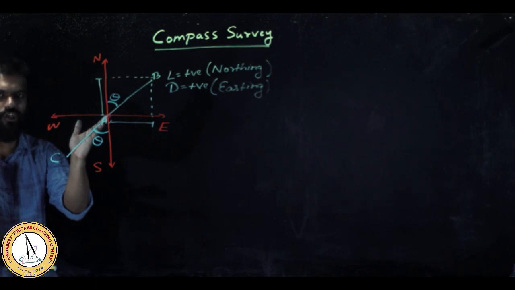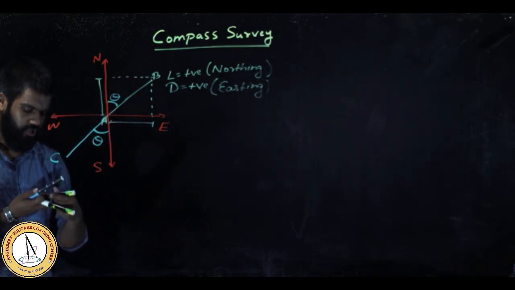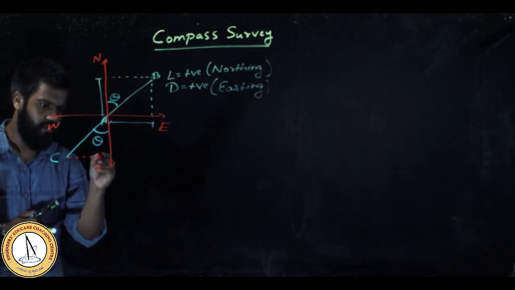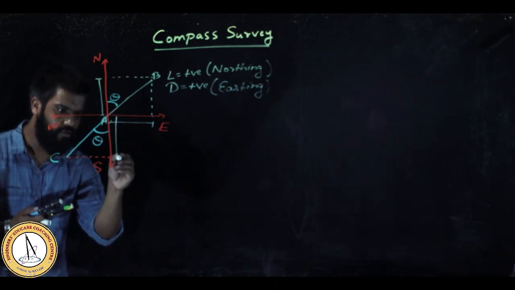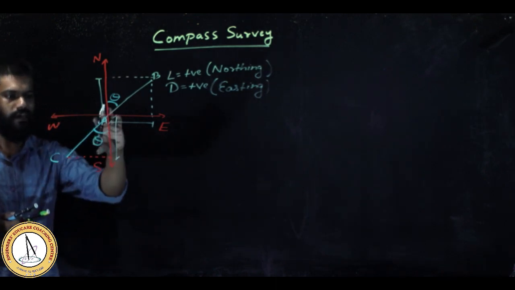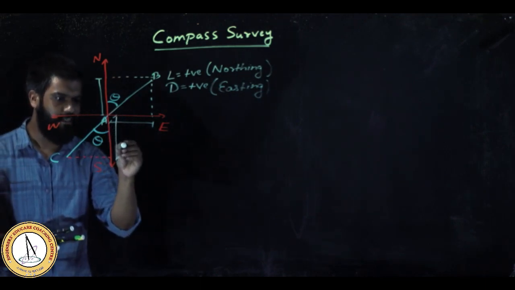I will take the projection of AC on the north-south line. So if I take the projection, this is the length, or you can say this is the distance of this survey line on the north-south line. So this one will be my latitude.